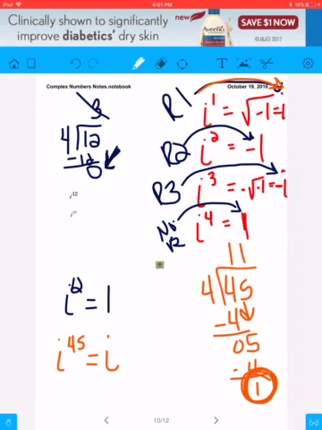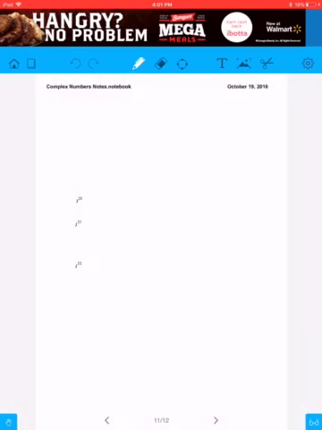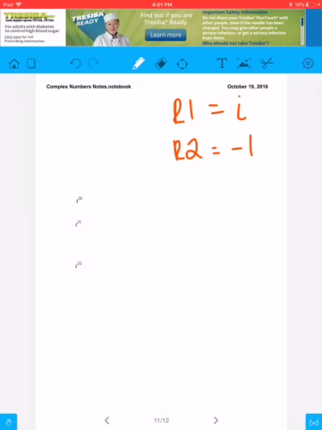I highly recommend you write out these 4 scenarios and write out what the remainders are whenever you're going through these. So here I'm going to rewrite it again. If it's a remainder of 1, that equals i. A remainder of 2 is equal to negative 1. A remainder of 3 equals negative i. And a remainder of 4 equals positive 1.